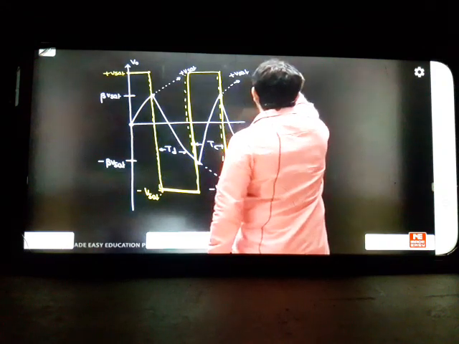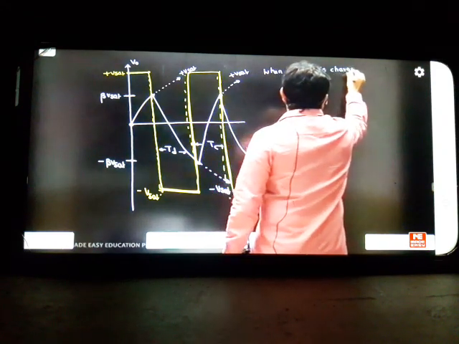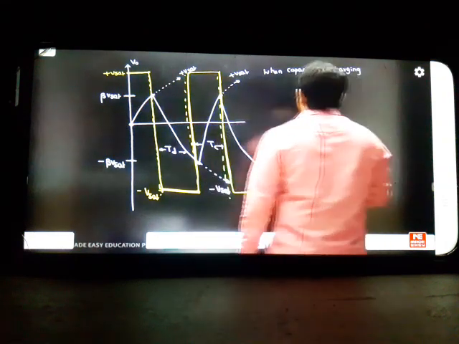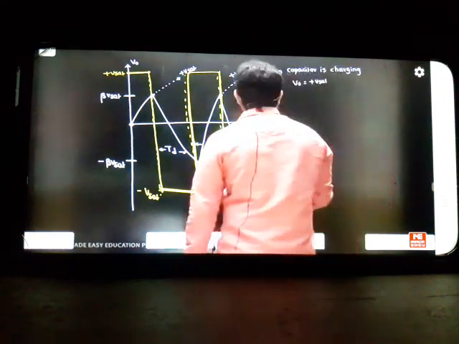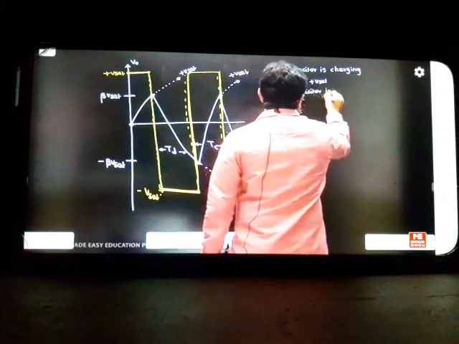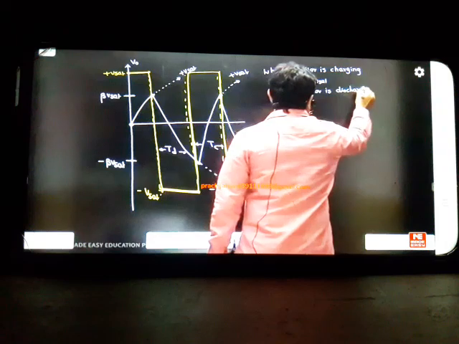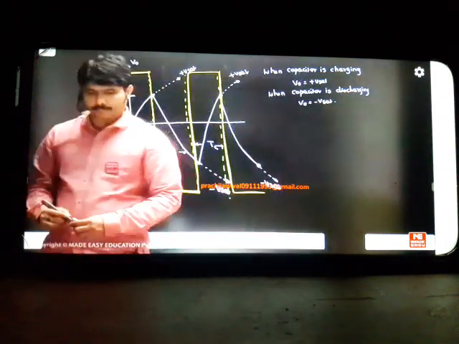When the capacitor is charging, your output is equal to plus V saturation. When the capacitor is charging, at that time your output is at plus V saturation. When the capacitor is discharging, your output will be minus V saturation. So this is the principle behind your astable multivibrator.